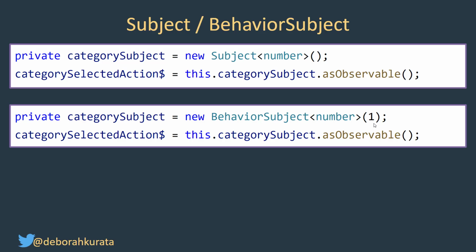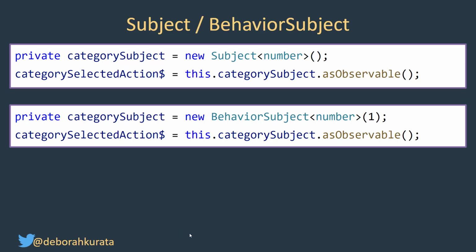When would you use a subject versus a behavior subject? Well, in our particular case, we don't want a default category. We want the user to pick a category. So we don't want a default, so we want to use a subject. If we always wanted to start with a general category or an on sale category or whatever, then we could define our behavior subject with that particular ID.